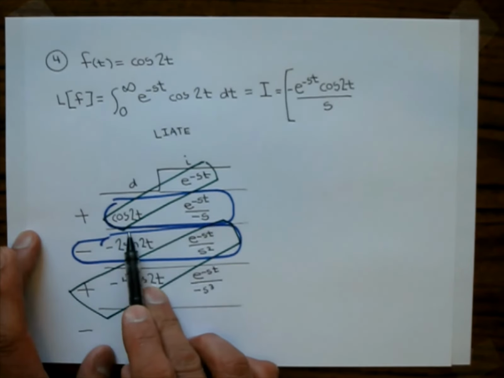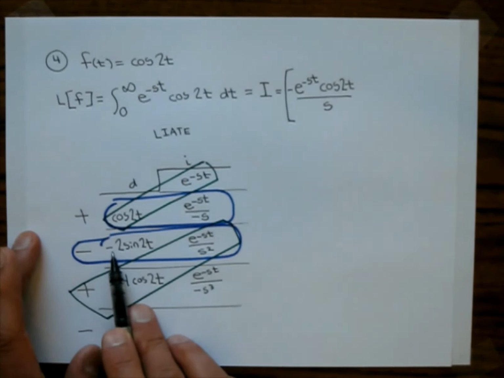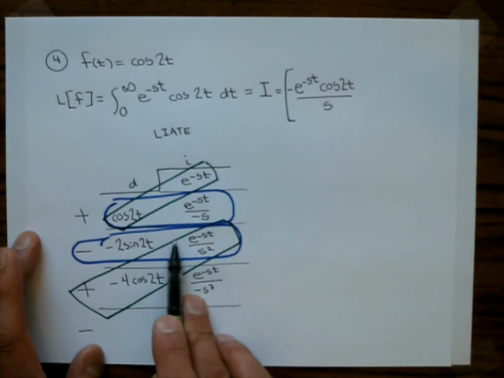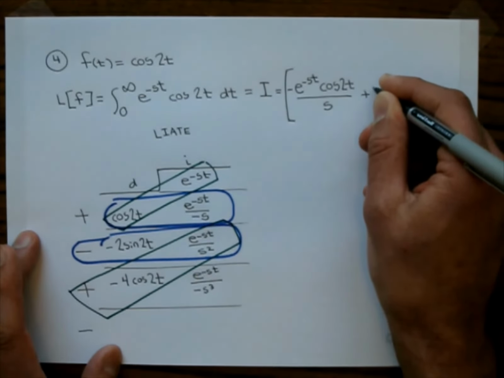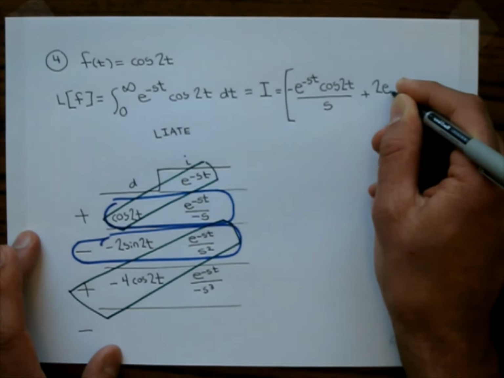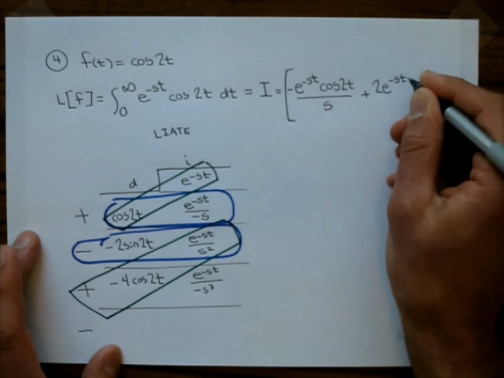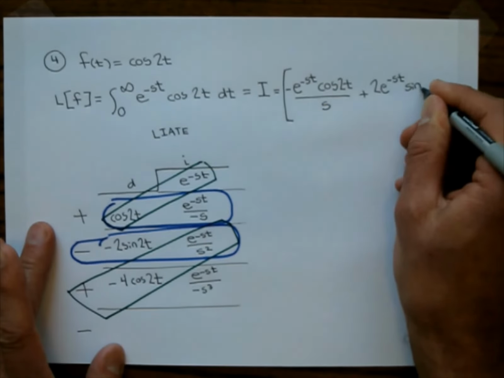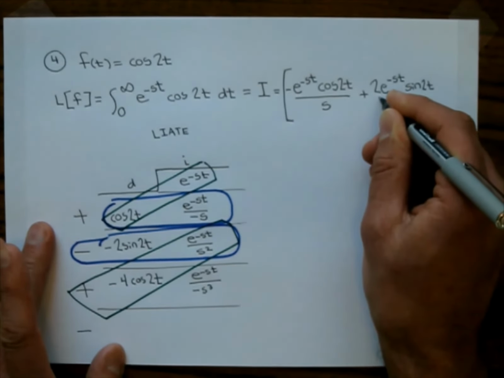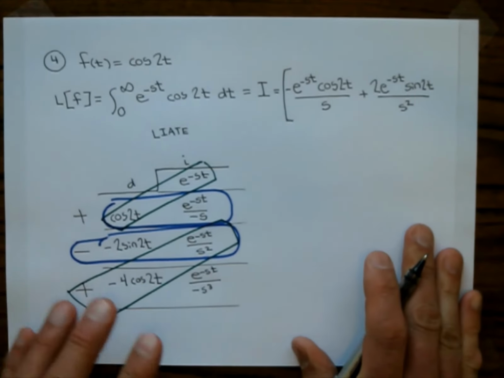Okay. Well, now the machine's going to keep chugging, and I'm going to multiply this. There's a negative here and a negative there, so that's going to be positive. I'm going to multiply that together for my next term. So I'm going to get plus 2, I'm rearranging things around a little, e to the negative st sine 2t, all over s squared.